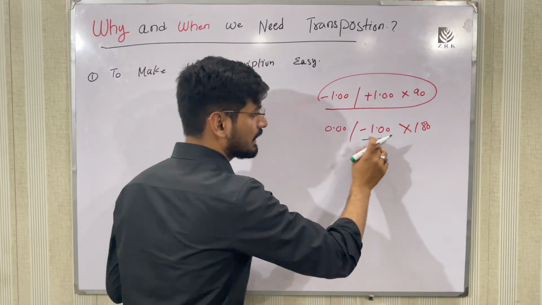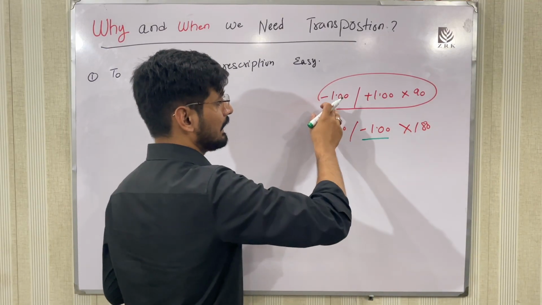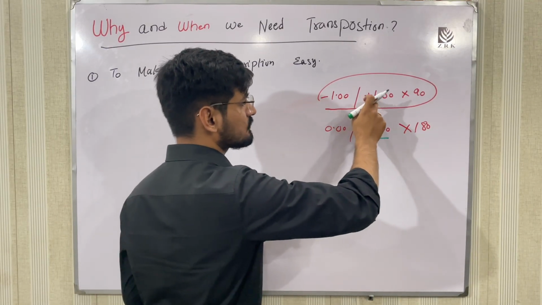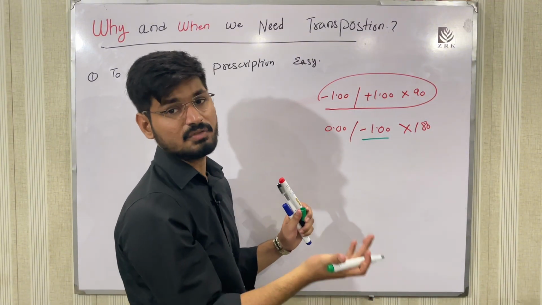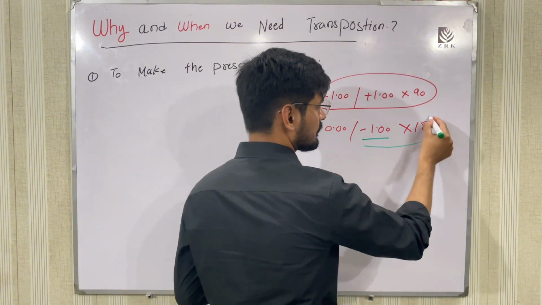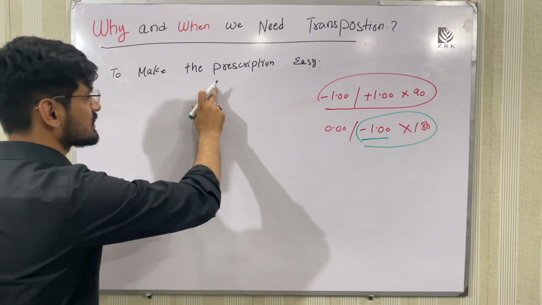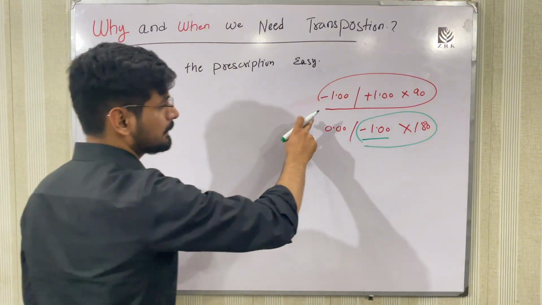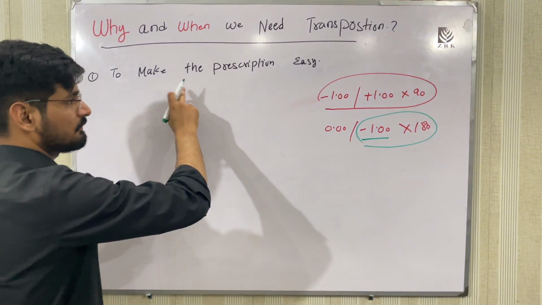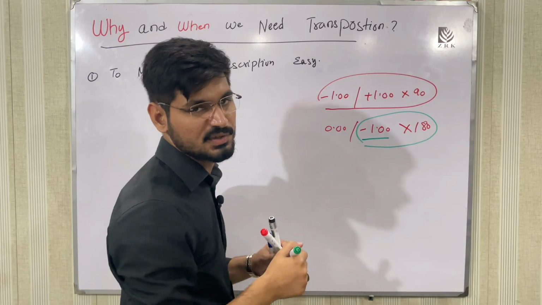But if I write minus 1 cylinder, this prescription is easy, or if I write minus 1 sphere with plus 1 cylinder at the axis of 90 degrees, this prescription is easy. Which one is easy? This one is easy. So we discussed why and when we need transposition: the first point says that it is to make the prescription easy. That's why we need transposition.